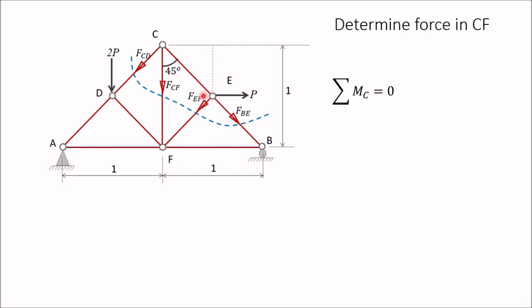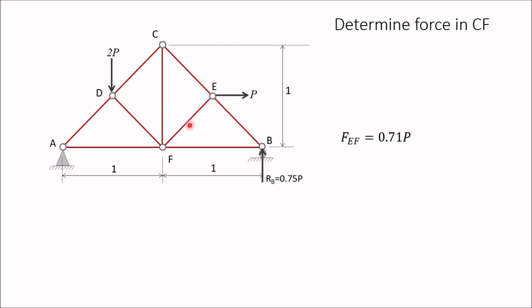For FEF, this is 90 degrees. So CE is the perpendicular distance, and this distance is equal to cos 45. This length is 1, this angle is 45, this is 90, so this will be 1 cos 45. So put these values: FEF into 1 cos 45 clockwise, and P is anti-clockwise, so minus P into 0.5 is equal to 0. Solving this, you will get FEF as equal to 0.71 P. So FEF we have determined.